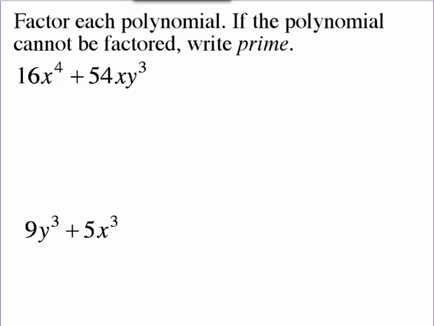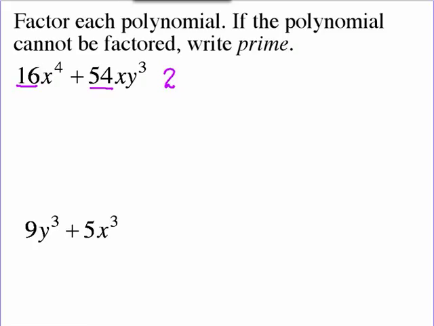Okay, here we go. Factor each polynomial. If the polynomial cannot be factored, you write the word prime. So I have 16x to the 4th plus 54xy cubed. The first thing I'm going to do is examine the 2 coefficients, the 16 and the 54, and ask, is there something in common with those? 2. So I'm going to factor a 2 out.